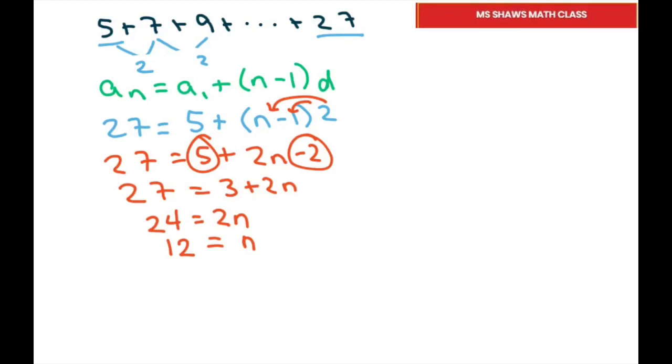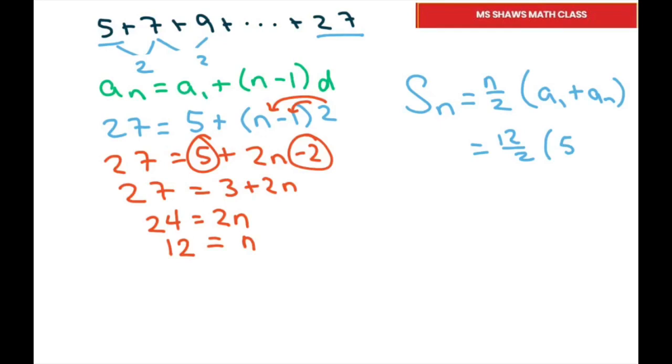Now we have everything we need. So our sum is n divided by 2 times your first term plus your last term. Your n is 12, first term is 5, and your last term is 27. So this is going to equal 6 times 32. That's going to be, I believe, 132. Just double check. 6 times 32. No, it's 192. So this equals 192.